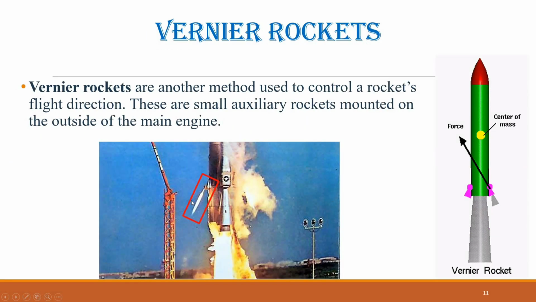Vernier rockets. Vernier rockets are another method used to control a rocket's flight direction. These are small auxiliary rockets mounted on the outside of the main engine. When a course correction is needed, the vernier rockets are fired individually, producing a small thrust that causes the rocket to change direction. This method provides precise control over the rocket's attitude and complements other guidance systems such as gimbaled nozzles or vanes.